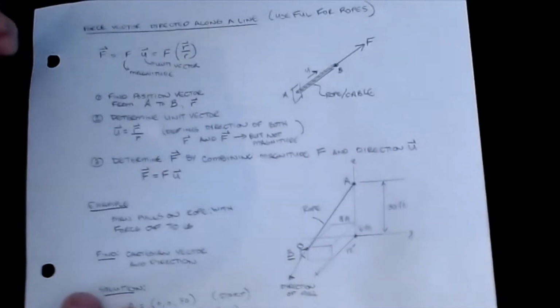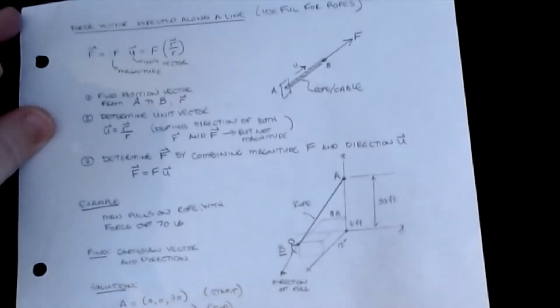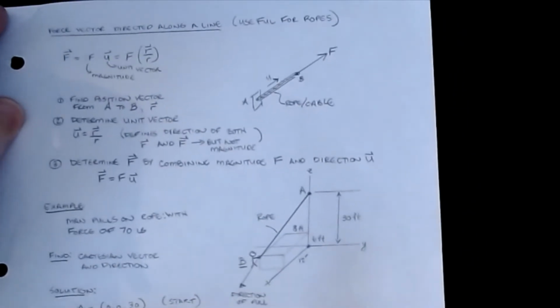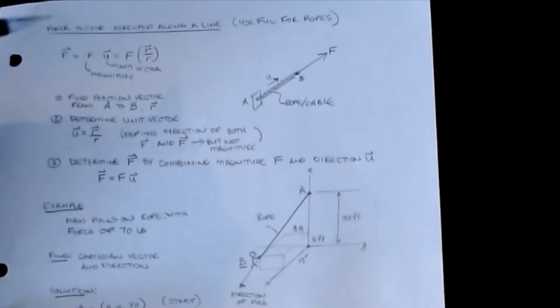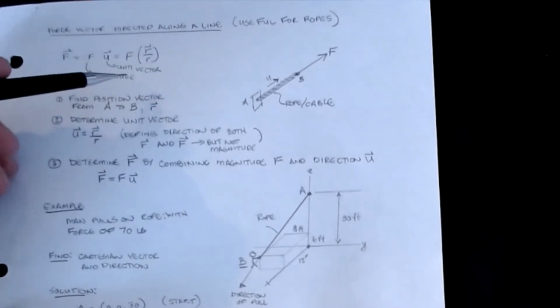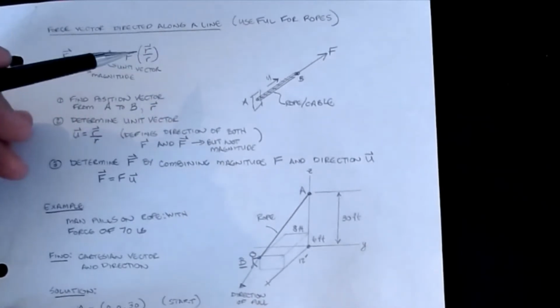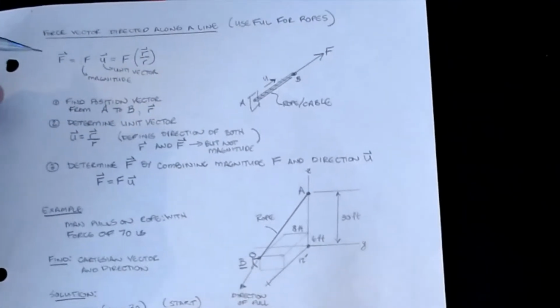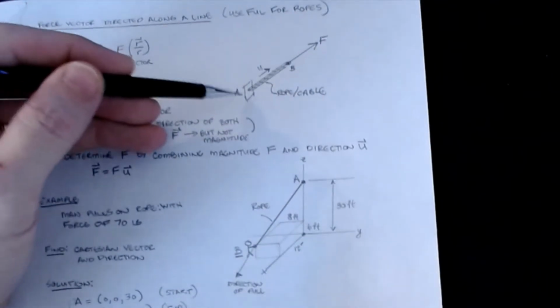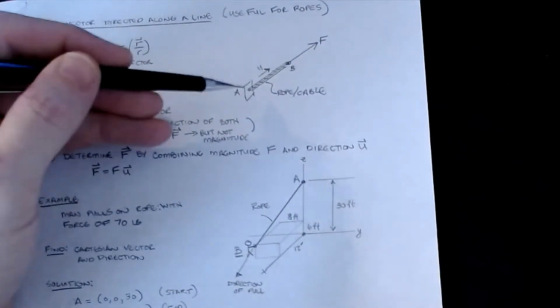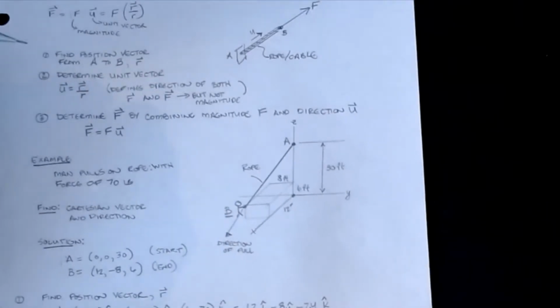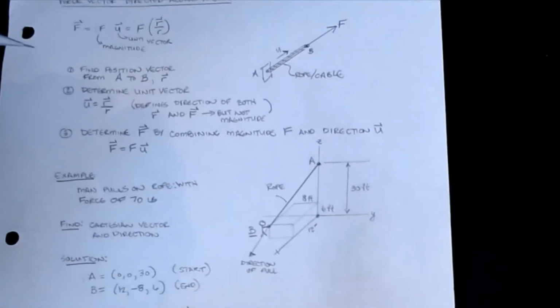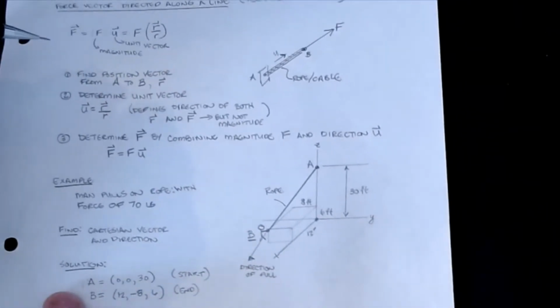Alright, so in this video, we're going to take a look at how to find a force vector that's directed along a line. This is useful for ropes, but can be used for anything really. It could be support reactions in unknown directions, but we're going to do this under the guise of a rope or a cable with a force acting along it. This will be our first real physics application to resolving some of these things.